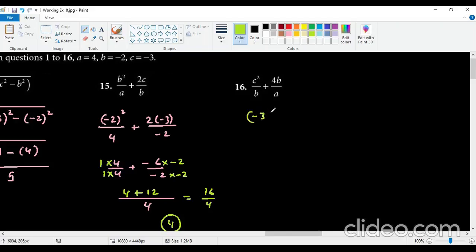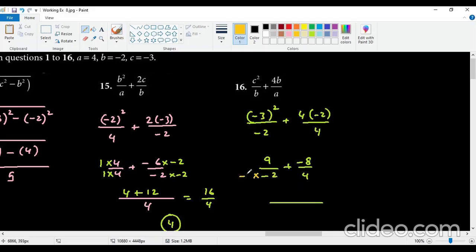Now comes question number 16. In question number 16, it says C square, which means minus 3 square, divided by B, which is negative 2, plus 4 times B, which is negative 2, and A value is given as a 4. So the numerator is going to give you a 9 minus 2 and plus this is going to be a negative 8 over 4. Same procedure we are going to follow.